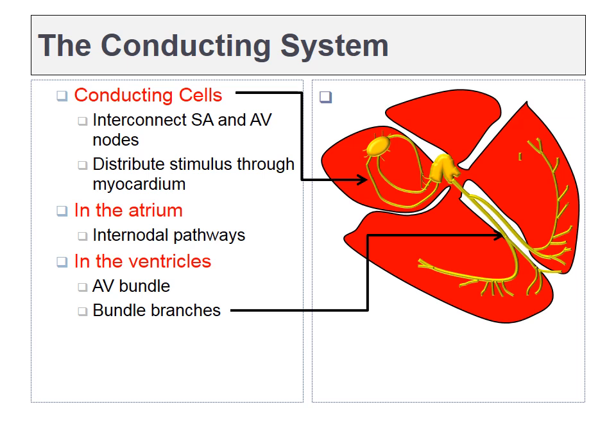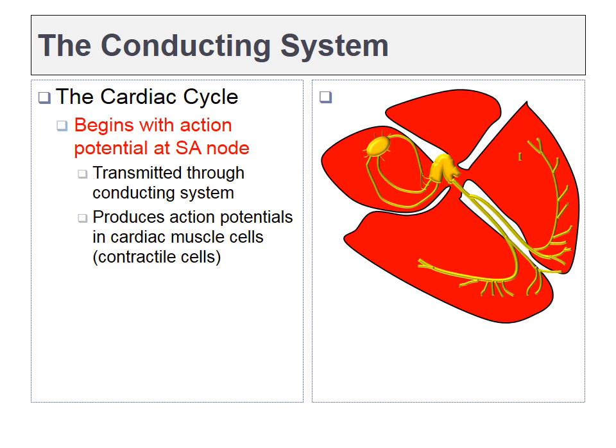From the AV node, the electrical signals would travel down a single bundle to the bundle branches, which then bring the electrical signal all the way down to the apex of the heart, which then travel back up through the ventricles via Purkinje fibers. A heartbeat starts at the SA node. The muscle cells here would spontaneously fire action potentials, which could travel through the gap junctions, causing both of the atria to contract simultaneously.